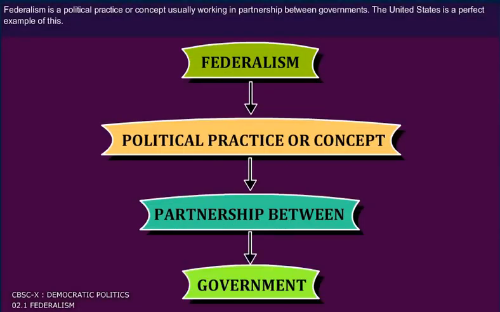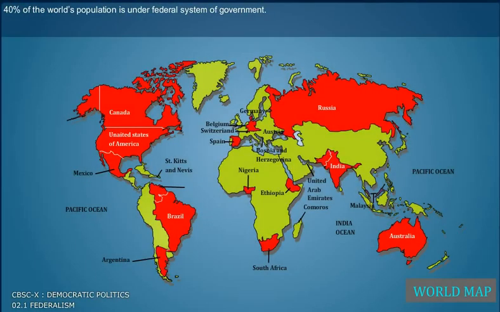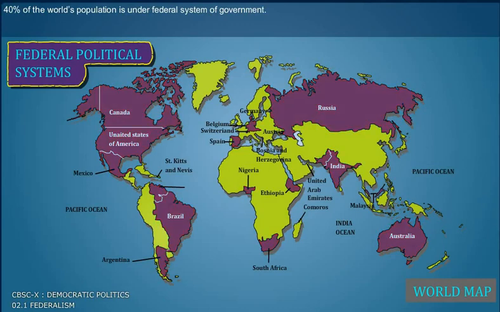Federalism is a political practice or concept usually working in partnership between governments. The United States is a perfect example of this. 40% of the world's population is under a federal system of government.